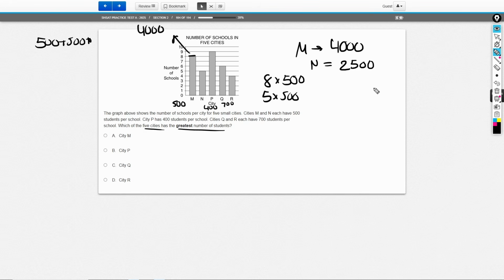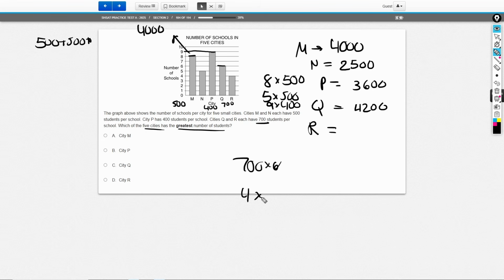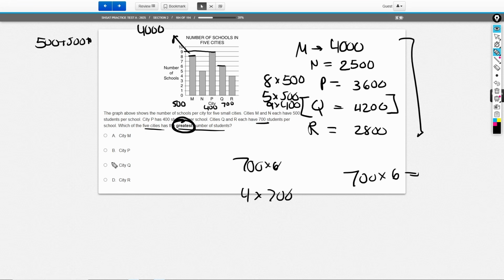Now let's look at City P. City P has all the way up here 9 schools, but it has 400 students per each school. So that's going to give us 3,600 students. City Q has 700 students per school and has 6 schools. So 700 times 6 is 4,200. And finally, City R has 4 schools, each with 700 students, to give us 2,800. So who has the greatest number of students? Well, that has to be City Q, because 700 times 6 is equal to the biggest number out of the 5 cities here. So it has to be choice C, City Q.